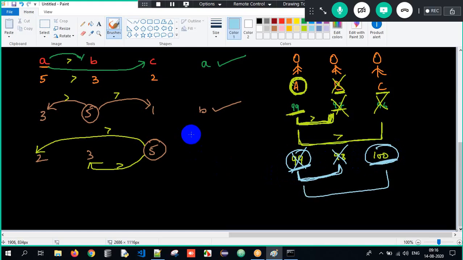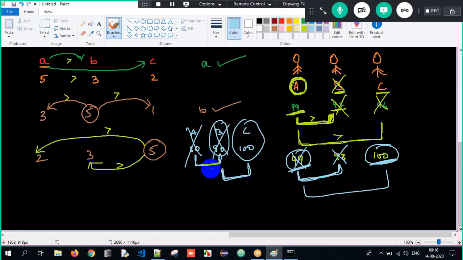Got it? So similarly, A, B, C score 80, 90, 100. First I compare A and B. Who is largest? B, right? So A is out of the race. Now I compare B and C. Who is largest? C. B is also out of the race. So who is largest? C. So similarly, each and every time you keep on comparing and try to derive it.